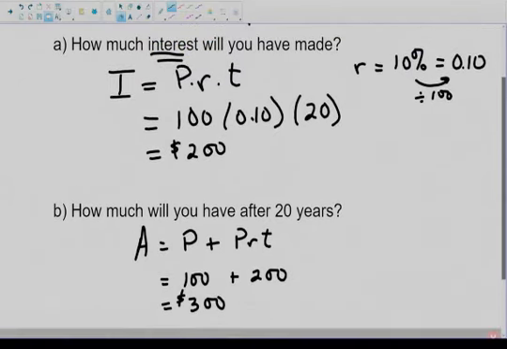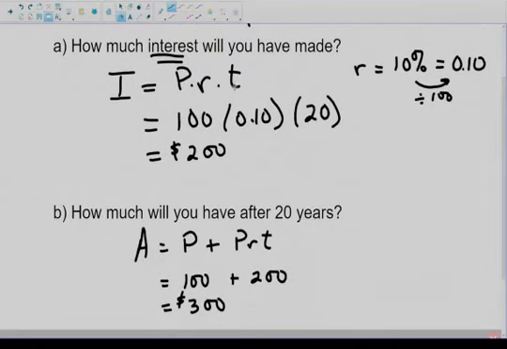And just to recap, when you're calculating your interest, you use PRT. When you're calculating your final amount, you add your interest to your original principal to find out what your final amount was.